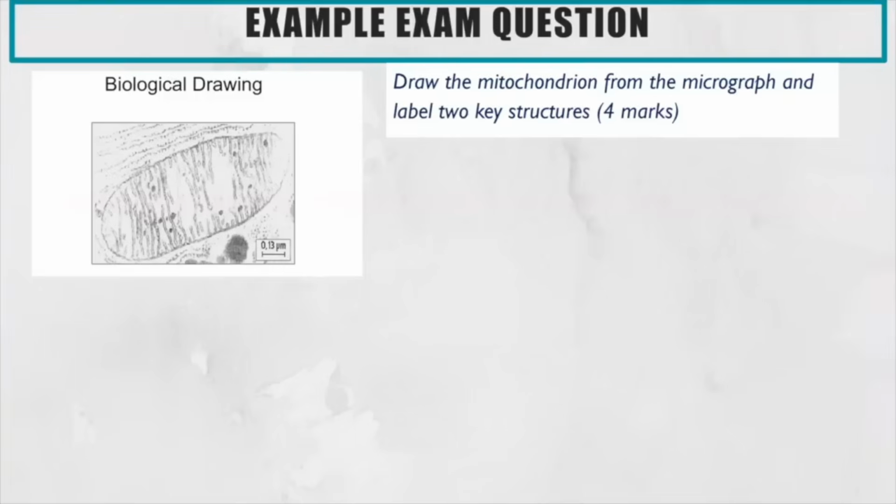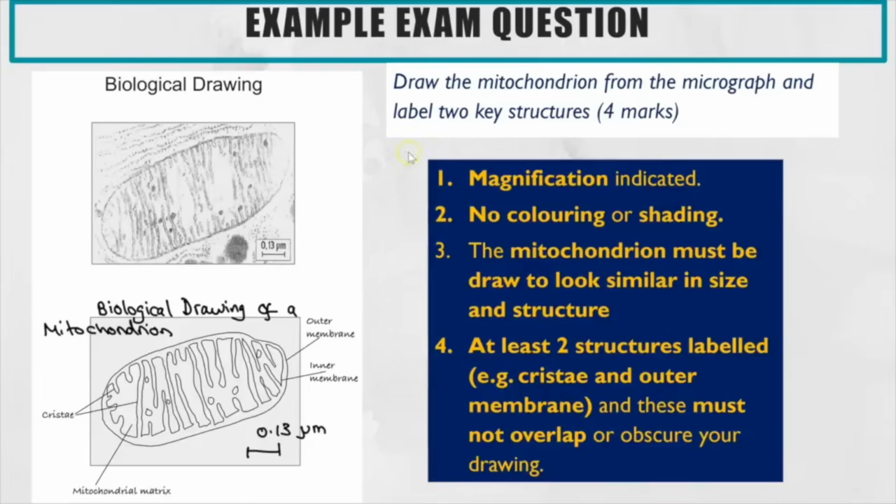Let's have a look at an example. So this is similar to an exam question that has previously come up. So you could be given a micrograph, which is an image from under the microscope, and be asked to draw what you've seen. So draw the mitochondrion from the micrograph and label 2 key structures. Now it's likely for this that 3 of the marks will be for the quality of your drawing, and only 1 of the marks will be for correctly labelling the 2 key structures. So here's an example of an answer that a student might have given here.